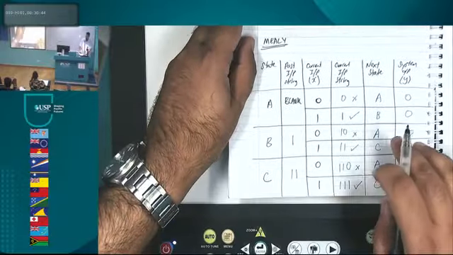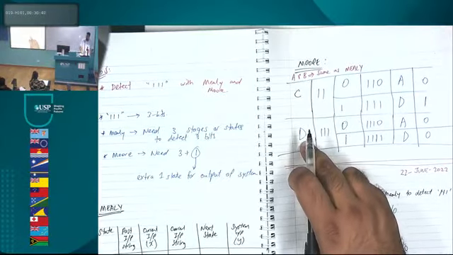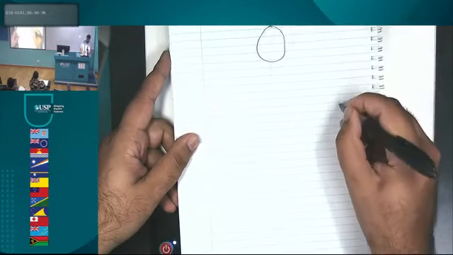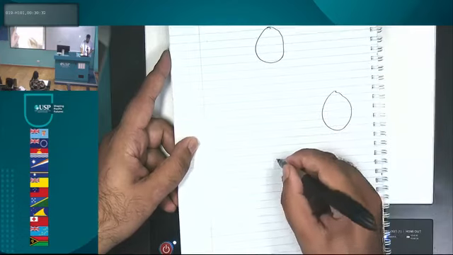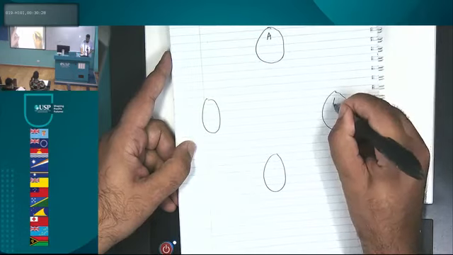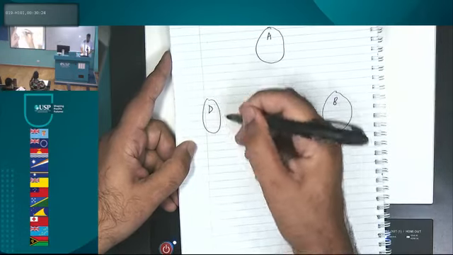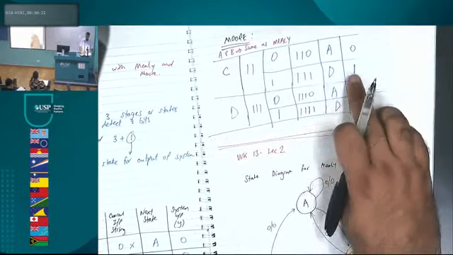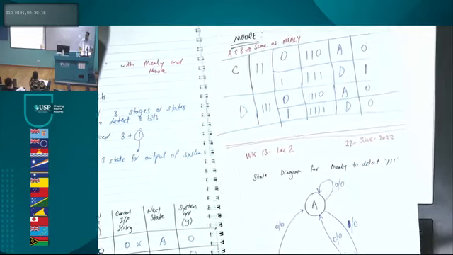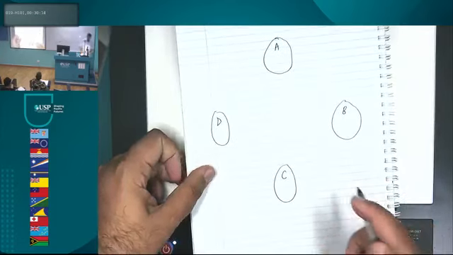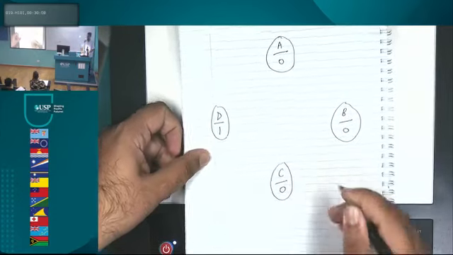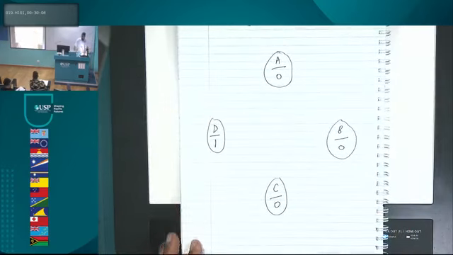So look at it. You will have A, B, C and D. So now we have to be careful when we draw it. My bubbles are slightly bigger. You know the reason why: because you have A, B, C, D. The purpose of D is to convey the output of 1. All the rest are 0. So that's a Moore machine.